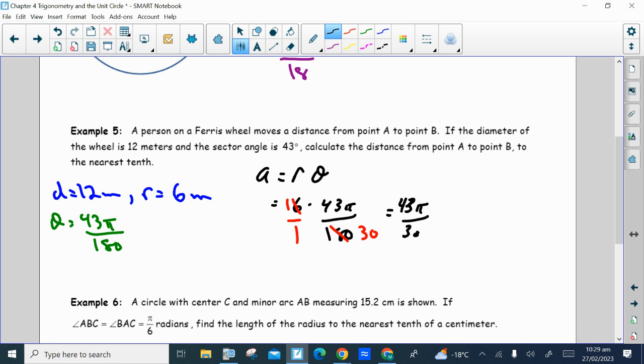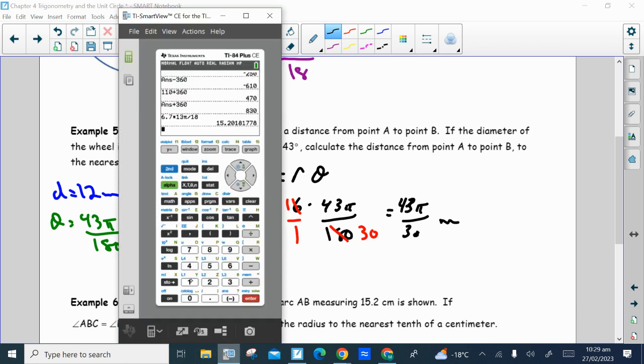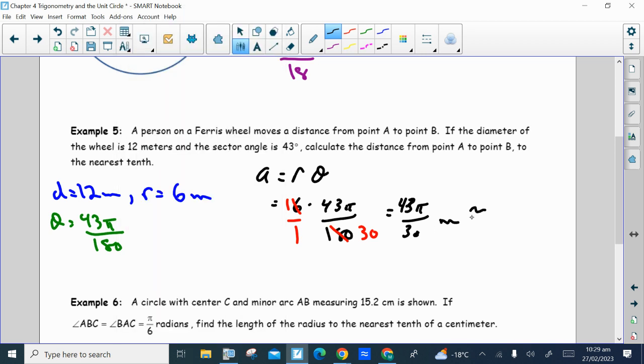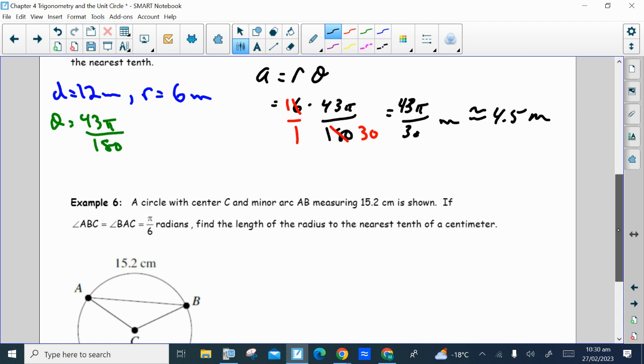And that would be in meters. But then it says round to the nearest tenth. So 4.5 would be the answer to the nearest tenth.